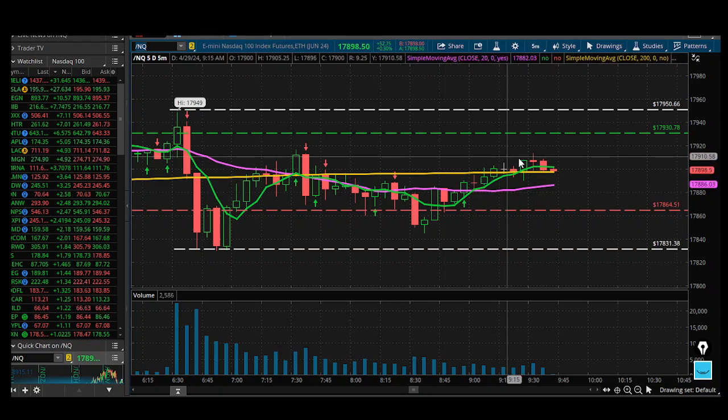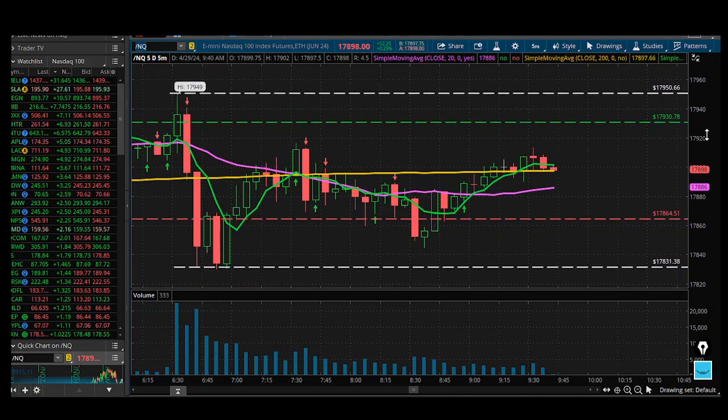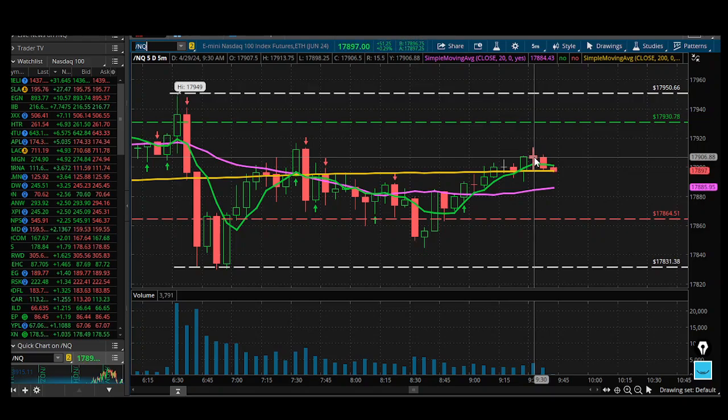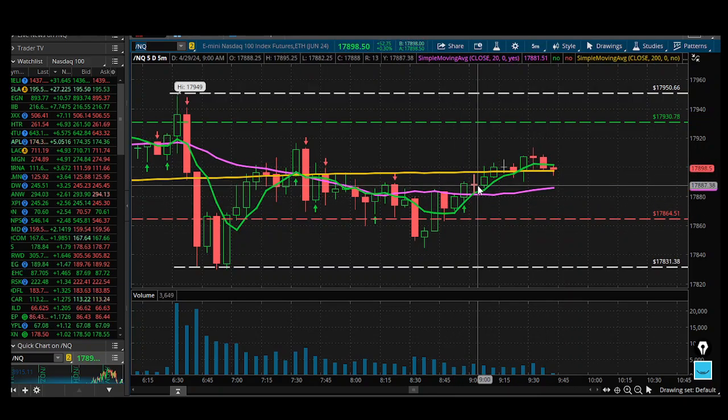Little backtest here of the 200-day moving average on a 5-minute time frame on NQ. One could call the 9:30 a.m. Pacific Standard Time candle a reversal candlestick here on the NQ. Profit taking, if someone was short looking for a scalp, would be down here closer to the 20 at 17,886. But again, market's been extremely choppy. It's not the best time to be guessing, right?